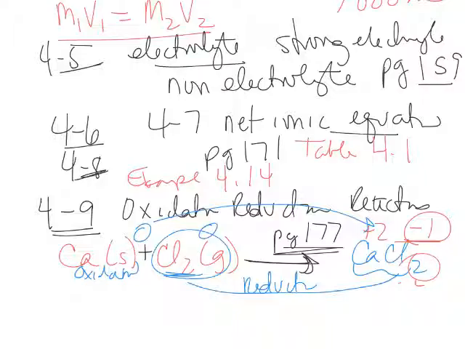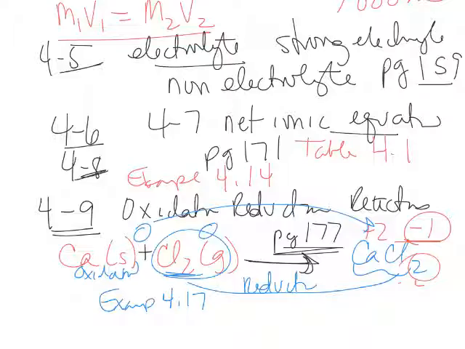Anytime you see fluorine, it's a -1, hydrogen is a +1, oxygen is -2, group 7A is -1. I'm reading you the table on page 177. Okay, be able to do those problems. Work example 4.17, the oxidation states. And that takes you through chapter 4.